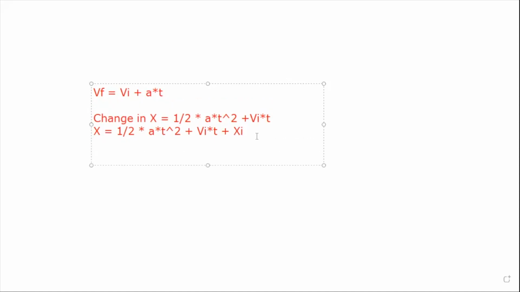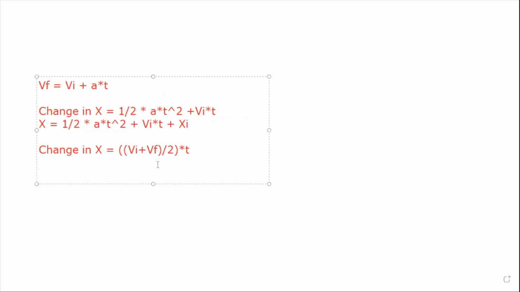The third one we have is that change in x can also be represented as the average velocity, so if we have our initial and our final divided by 2, and then multiplied by time. So it's just average velocity times time, which is that definition we were getting at earlier. A lot of physics is really just taking advantage of the definitions we already know.